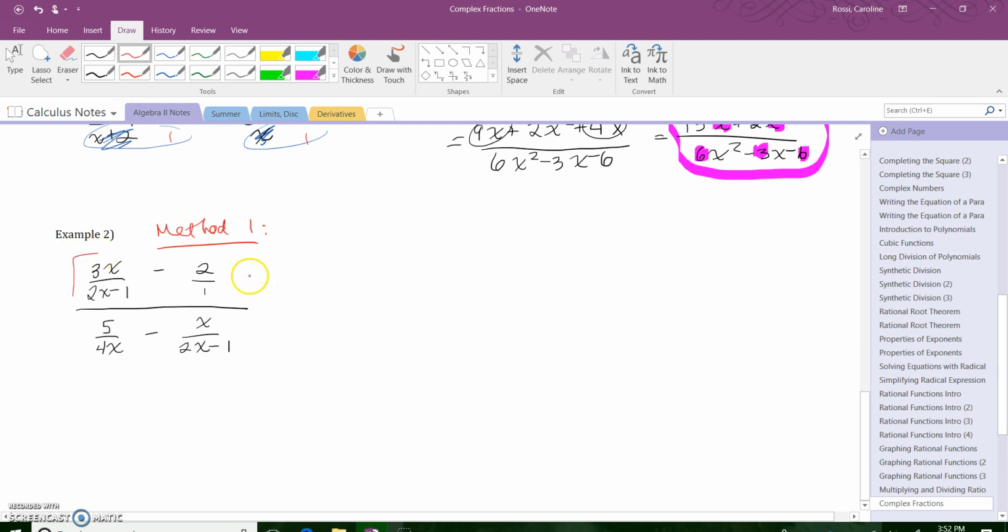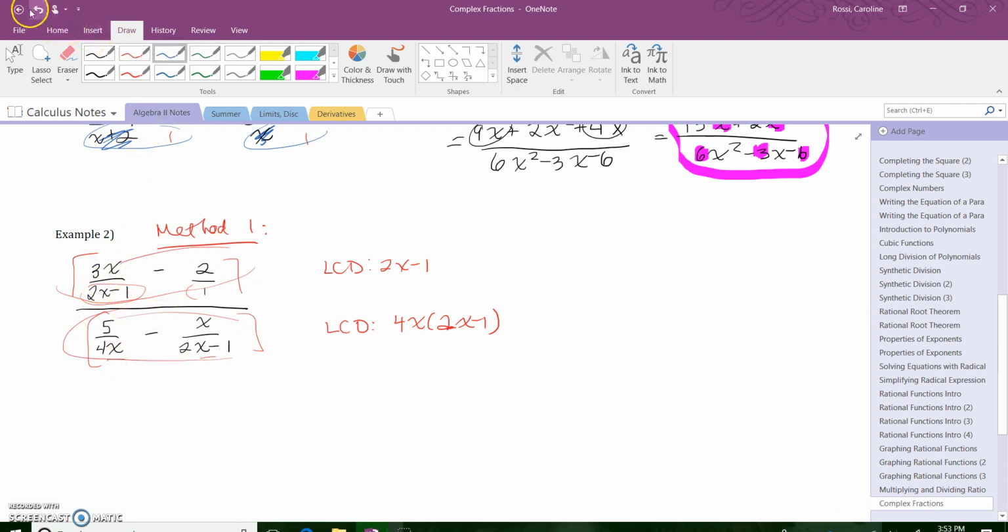Okay, so let's just take a look at our numerator right now. I have 2x minus 1 and 1. The LCD of my numerator is 2x minus 1. Now my denominator, I have 4x and 2x minus 1. The LCD of my denominator is 4x(2x minus 1), because I don't share anything in common. So let's take care of this first, and then we'll take care of that. We're going to completely treat them separately.